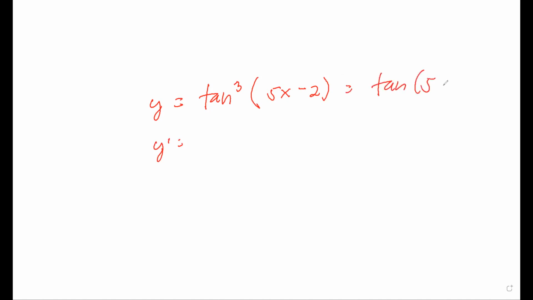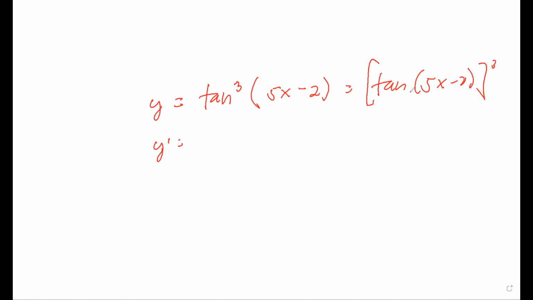Let's have another. Suppose I have y equals tangent cube of 5x minus 2. So again, how about this one? This is chain rule, because whenever you have a function within a function. Hence, my y prime, again, power rule first, because this comes first. I can write this as tangent of 5x minus 2, the whole quantity, the whole tangent, raised to the cube.